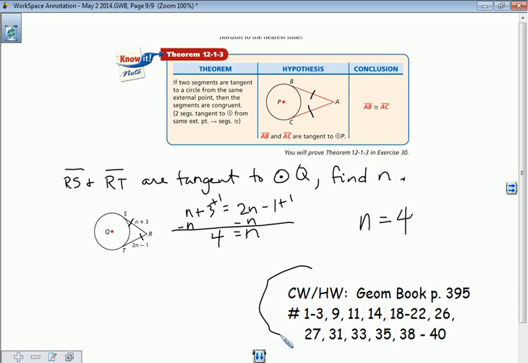Okay, guys, your classwork, and it really should be classwork if you work diligently for the remainder of class, is to open your geometry books to page 395. You're to do numbers 1 through 3, number 9, 11, 14, 18 through 22, 26, 27, 31, 33, 35, and 38 through 40. Because you're given plenty of time in class to work on these problems, there will be consequences if all homework is not completed on Monday.